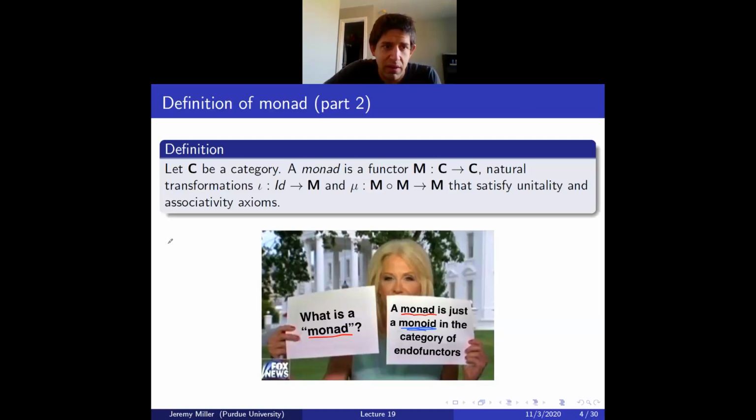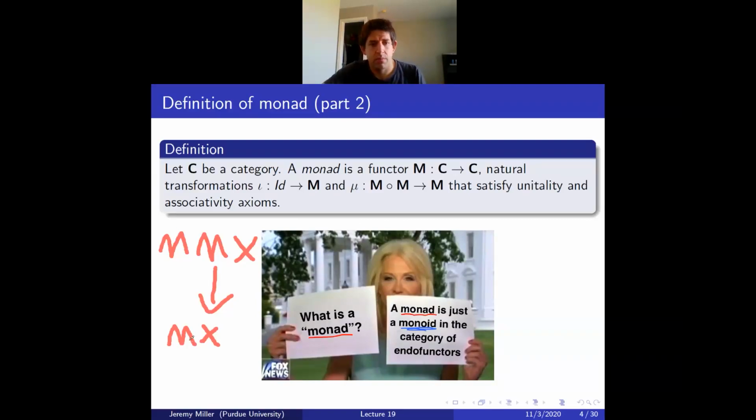Concretely, what this is saying is that for each object X, you're going to have a map from M of M of X. X is an object, M is a functor, so M of X is an object. You can apply M again, so M of M of X is an object. And then you get a map to M of X. You think of it as combining these two terms.